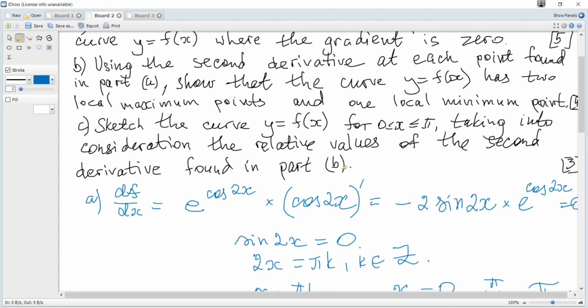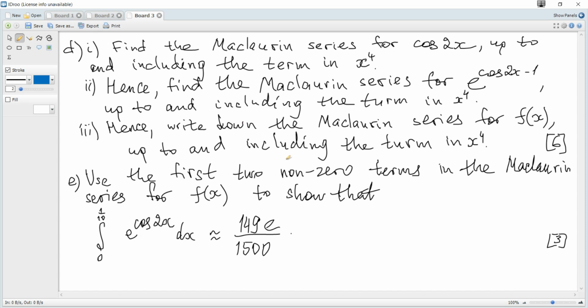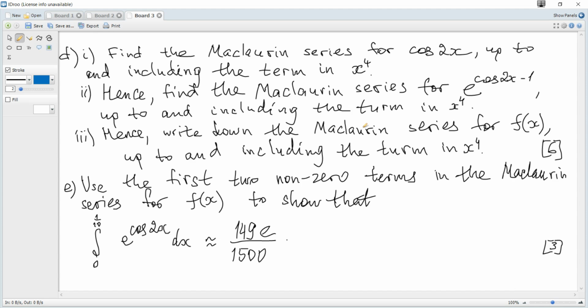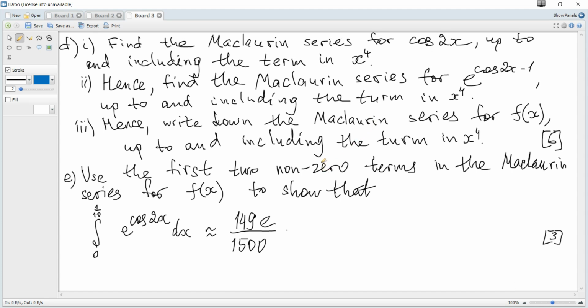Sketch, so done. The next. Find the Maclaurin series for cosine of 2x up to and including the term in x to the power of 4.